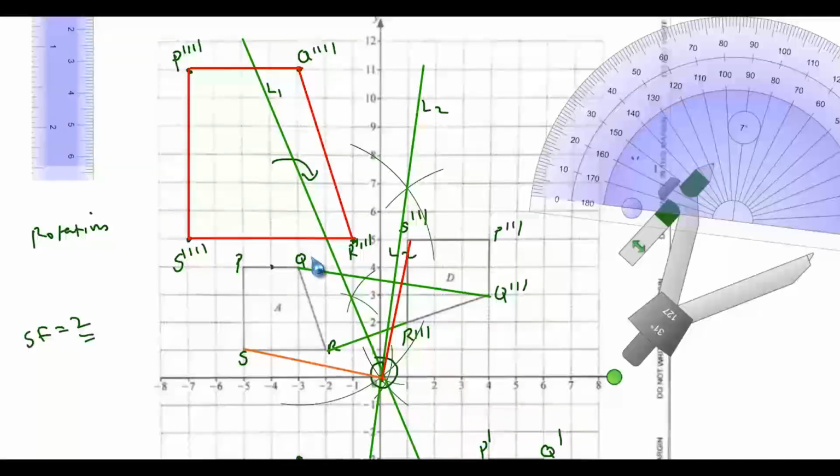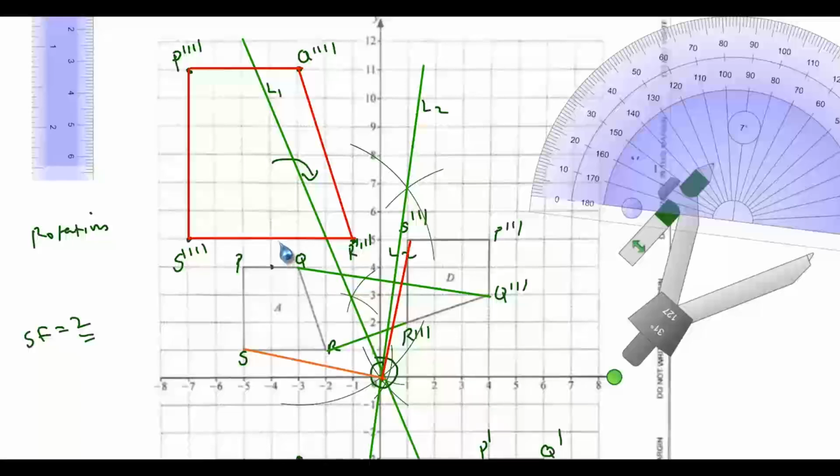So if you observe it now, PQ is 1, 2. So P prime, prime, prime, prime to Q prime, prime, prime, prime should be 1, 2, 3, 4. It should be double. This side is 1, 2, 3, so this should be 1, 2, 3, 4, 5, 6. If you look at this one, this is 1, 2, 3. Look at this one, 1, 2, 3, 4, 5, 6. So that is how you do the enlargement.